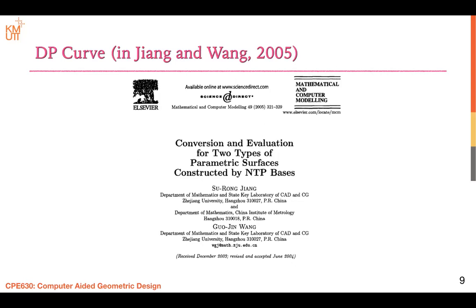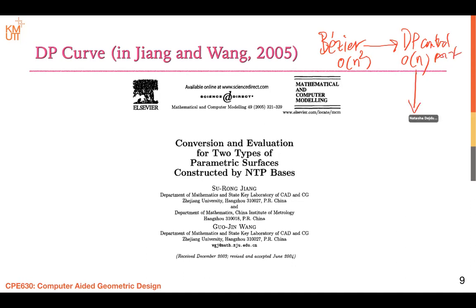So what you have to do is find a formula in order to convert from Bezier curve into DP, right? Bezier has big O(n) square, but DP has big O(n). So we have to convert from the Bezier curve one time into DP control points, and then using big O(n) computation, we can find the curve.